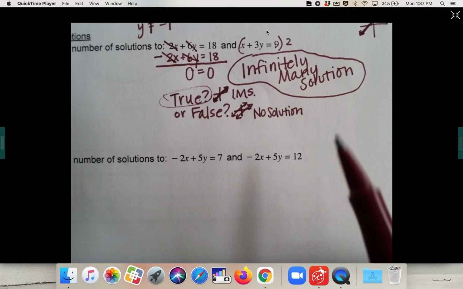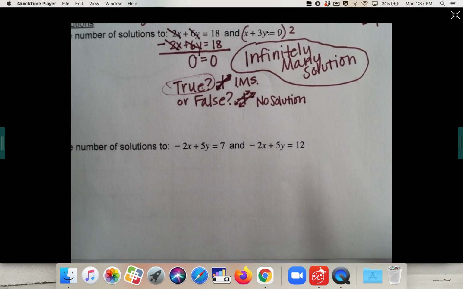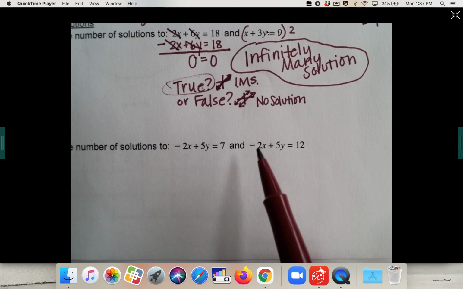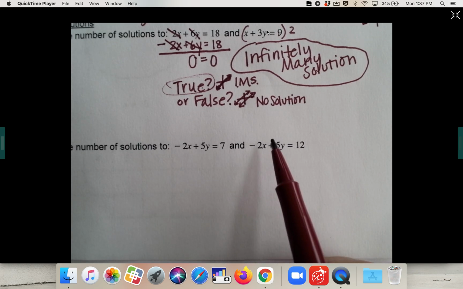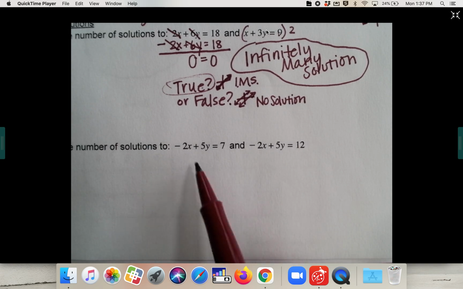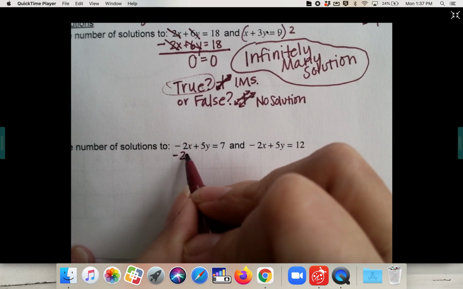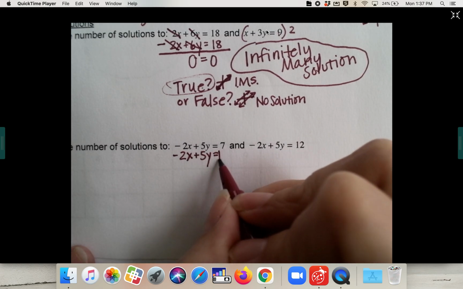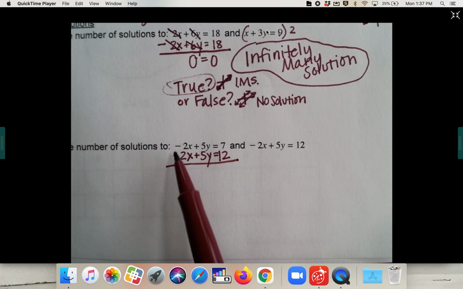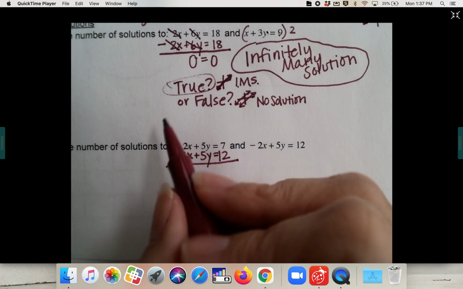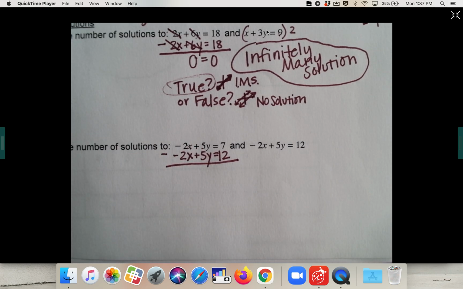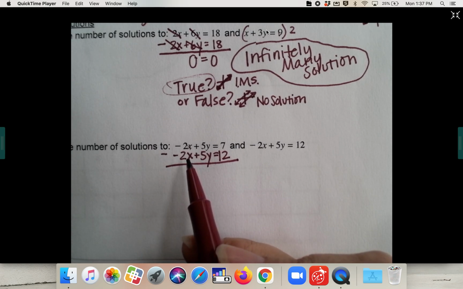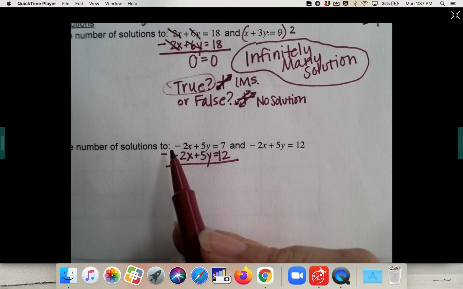Let's do one more just to make sure you understand this other part. I can go ahead and eliminate just by lining these two up. So I'm just going to bring this second equation down here. So negative 2x plus 5y equals 12. Okay, in order to eliminate, I would need to subtract, because if I added, let's just double check, negative 2 plus negative 2 is negative 4. And I don't want that. I want them to eliminate.